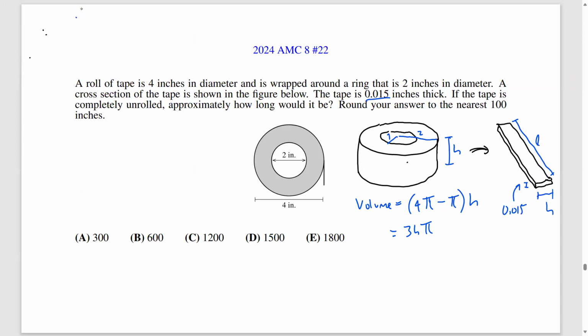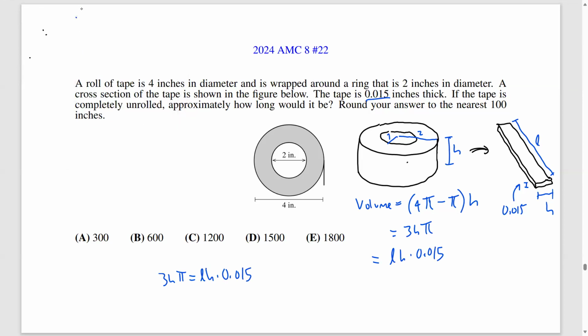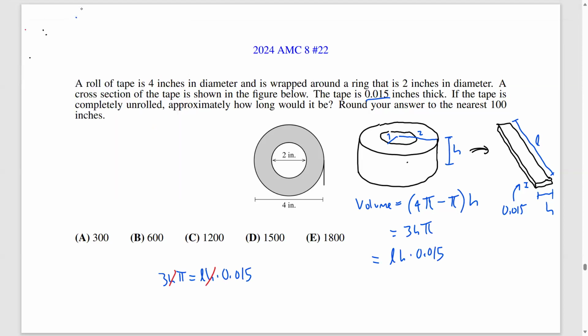So this unrolled piece of tape is a very long rectangular prism, and we can find the volume by multiplying the 3 dimensions. So we see that 3h pi is equal to L times h times 0.015. We can divide both sides by h because the answer should not depend on the height of the roll of tape.